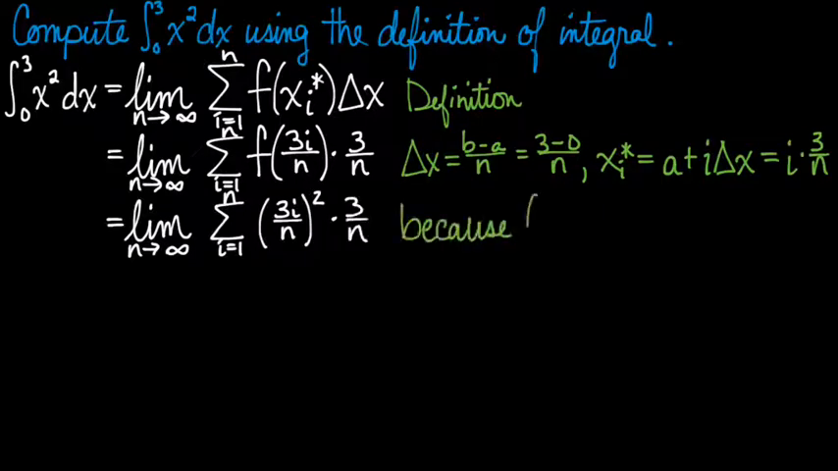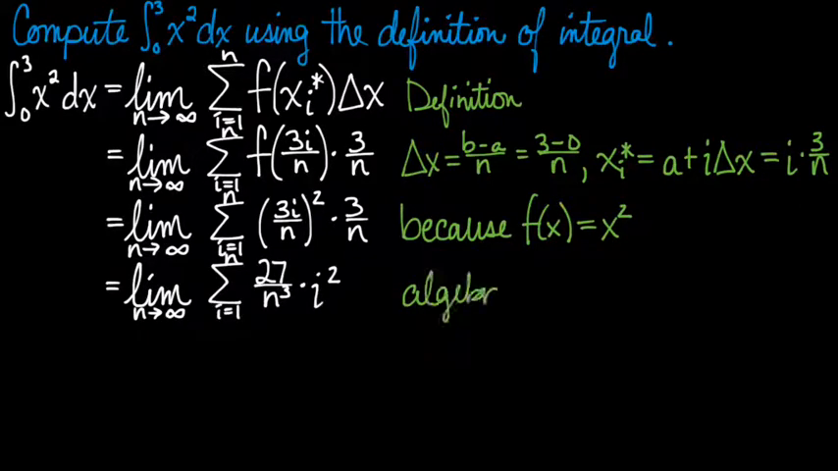After I've substituted those two things, I'm going to look at what my function is. f of x is equal to x squared. So that means that f of 3i over n is 3i over n squared. The next thing I have to do is a bunch of algebra. I'm actually going to square 3i over n, and I'm going to collect all three n's that are on the bottom, and I'm also going to collect the 3's.